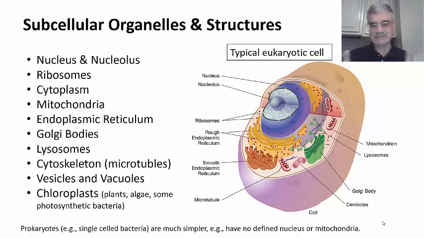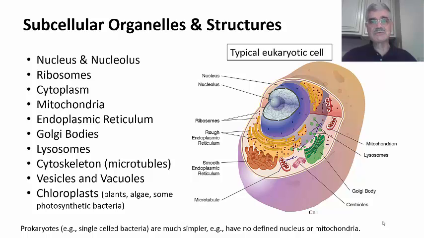Now, this would be an animal cell that does not contain chloroplasts, which would only be found in plants and photosynthetic algae. But we'll go through this list of subcellular organelles and tell you a little bit about the function of each of these. Now, before going on, let's just point out that prokaryotic cells are simpler in structure. They do not have a well-defined nucleus, as do eukaryotic cells, and also they will not contain mitochondria.